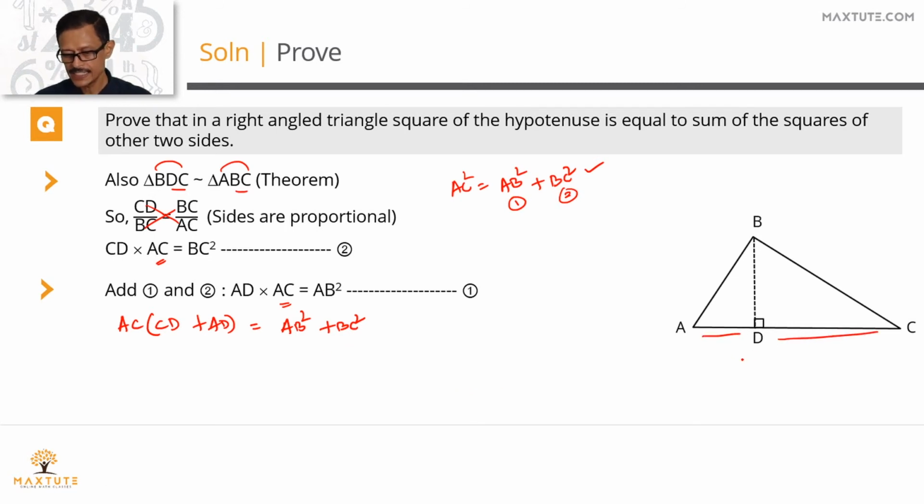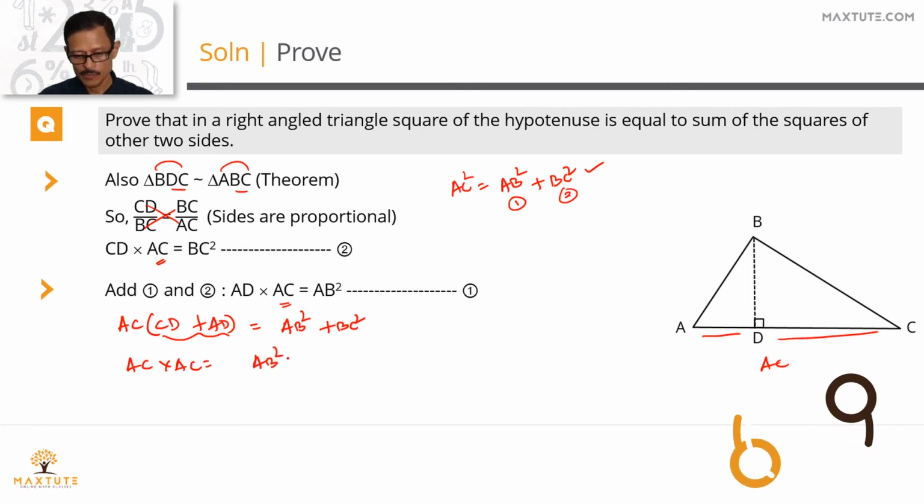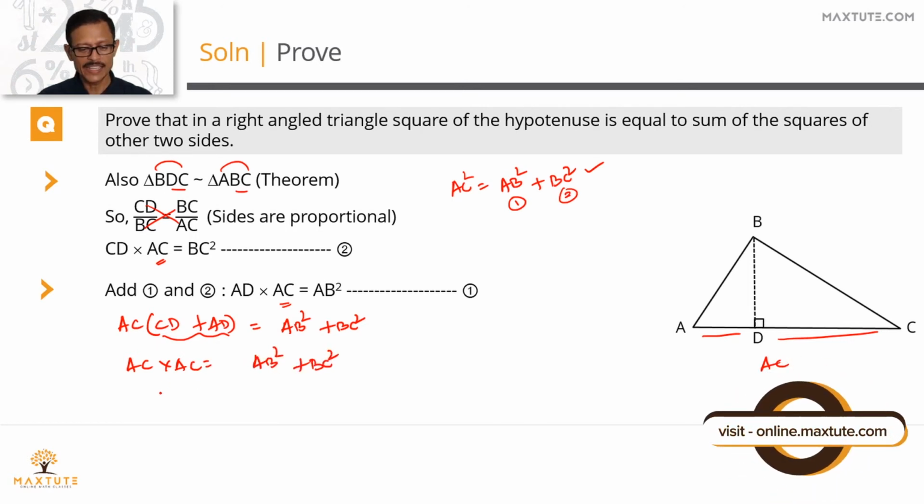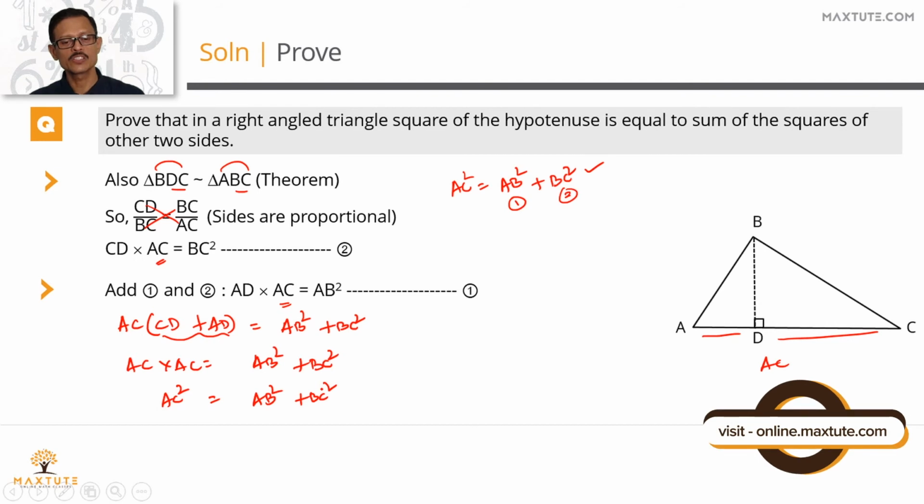CD plus AD is nothing but the entire AC. So we can replace the CD plus AD with AC. So AC times AC equals AB square plus BC square. AC into AC is nothing but AC square. AC square equals AB square plus BC square. That's what we set out to prove. So this is a proof for it.